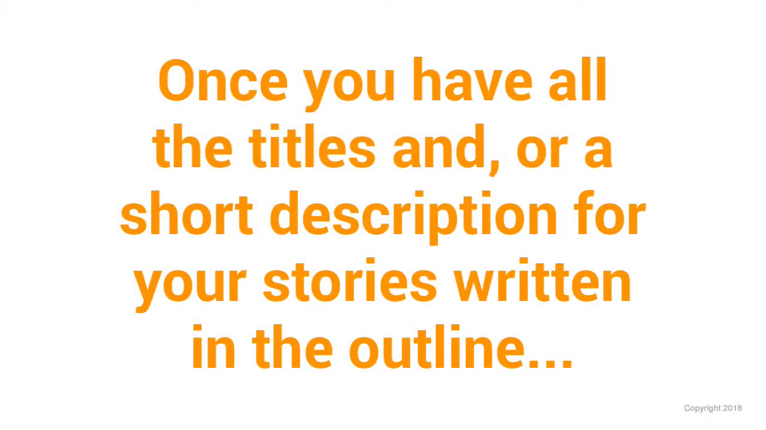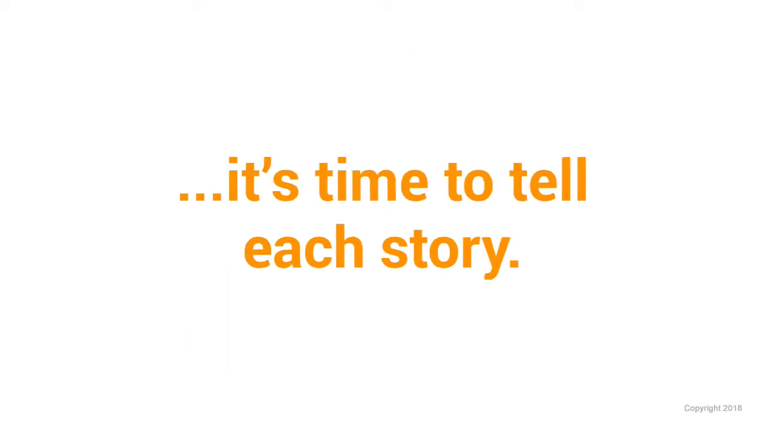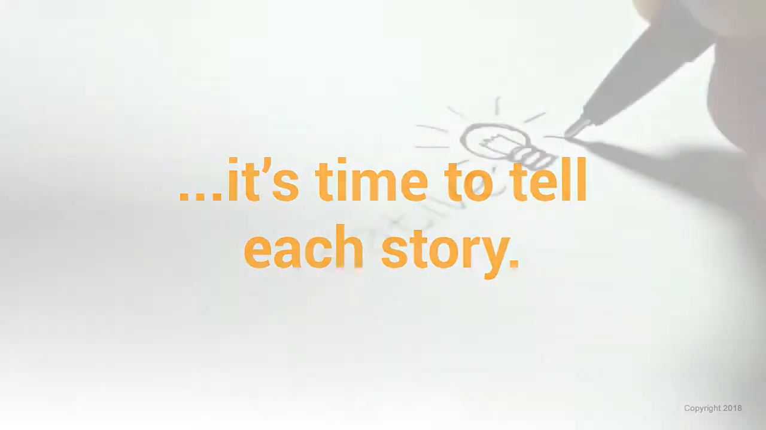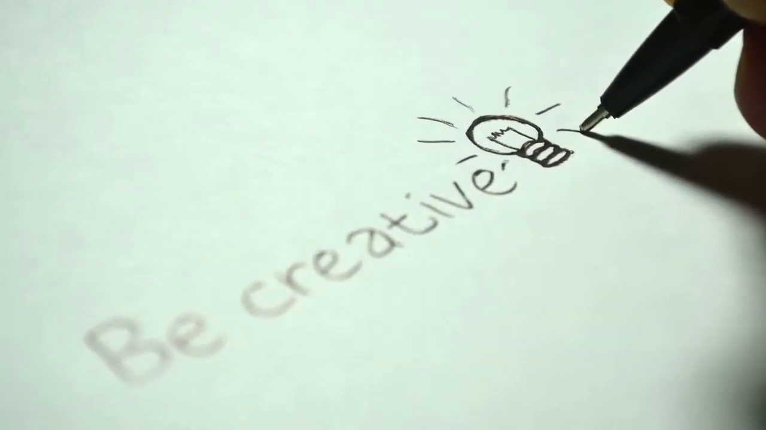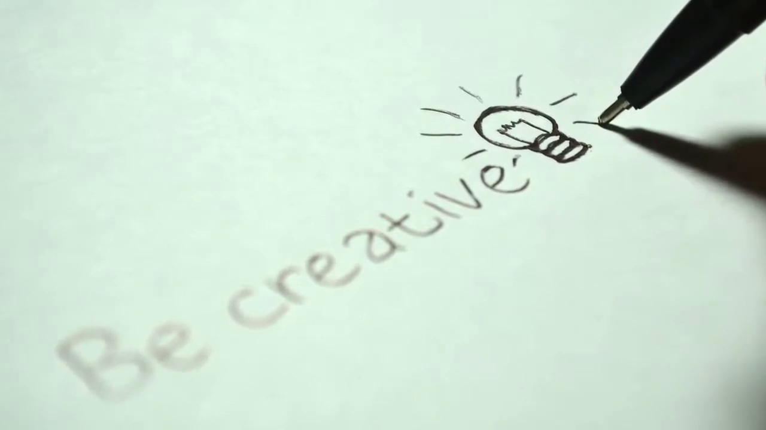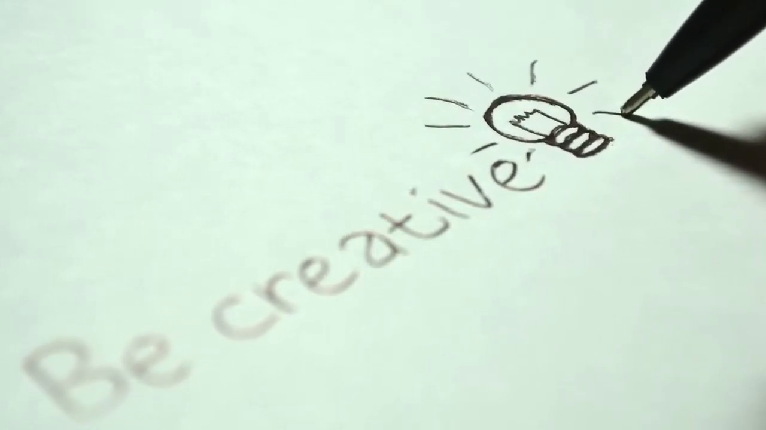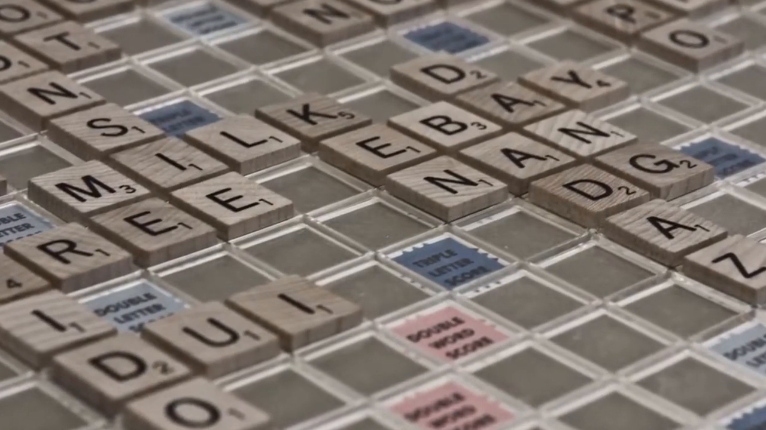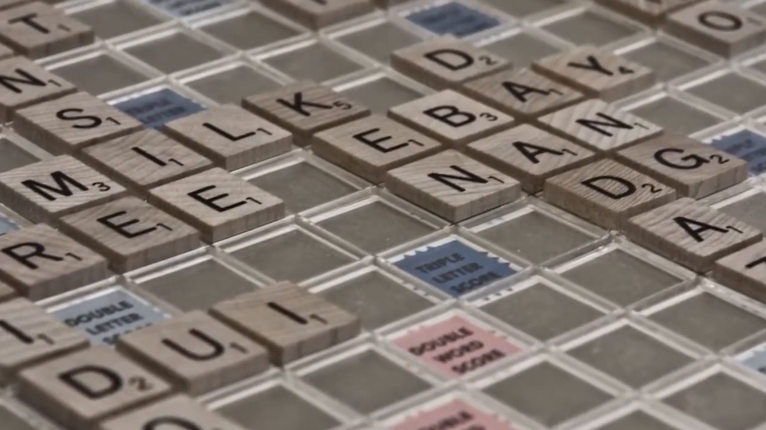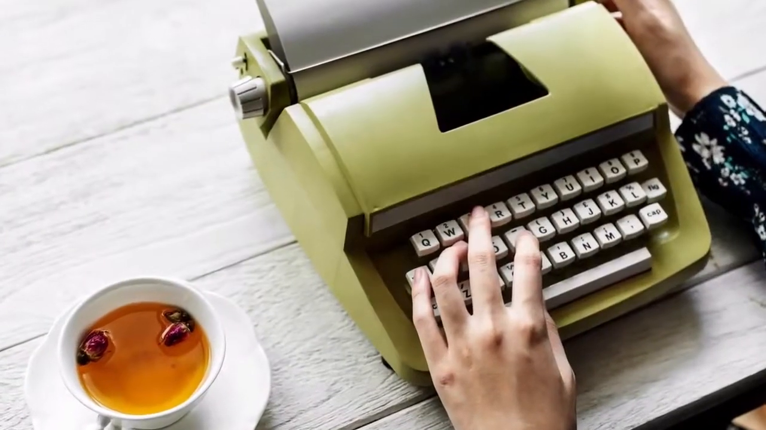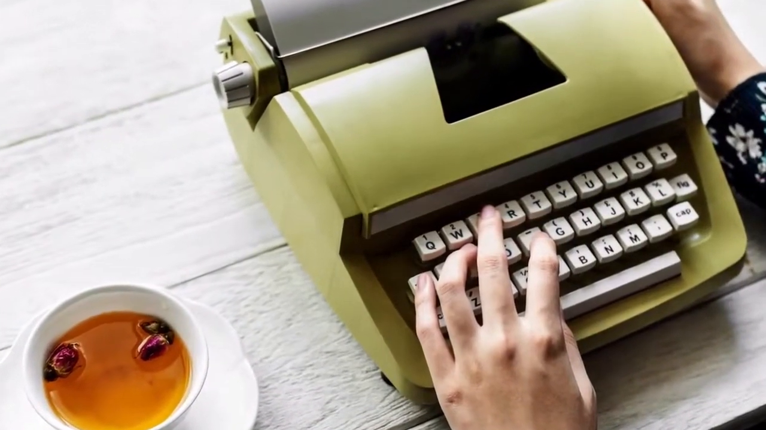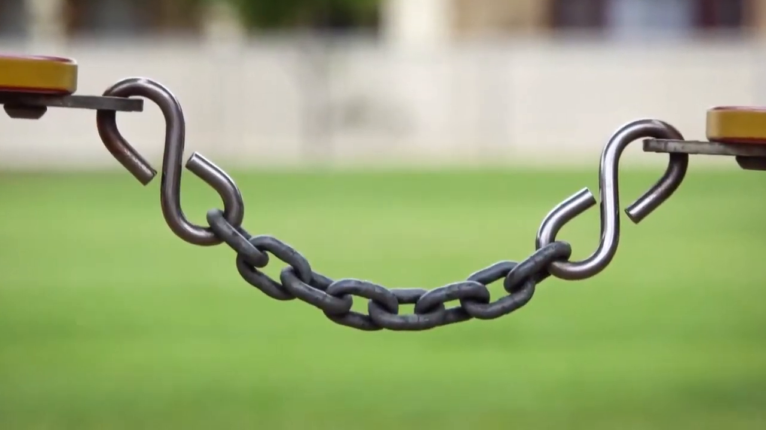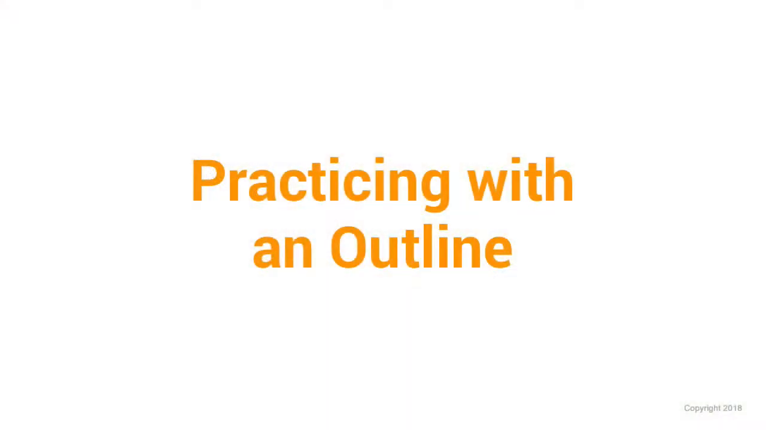Once you have all the titles and/or a short description for your stories written in the outline, it is time to tell each story. At this stage, you can allow yourself to be creative, free, messy, as I said before. But when rewriting comes, however, you need to pay a lot more attention, making sure your stories are faithful to the topic and that they connect directly to your message.